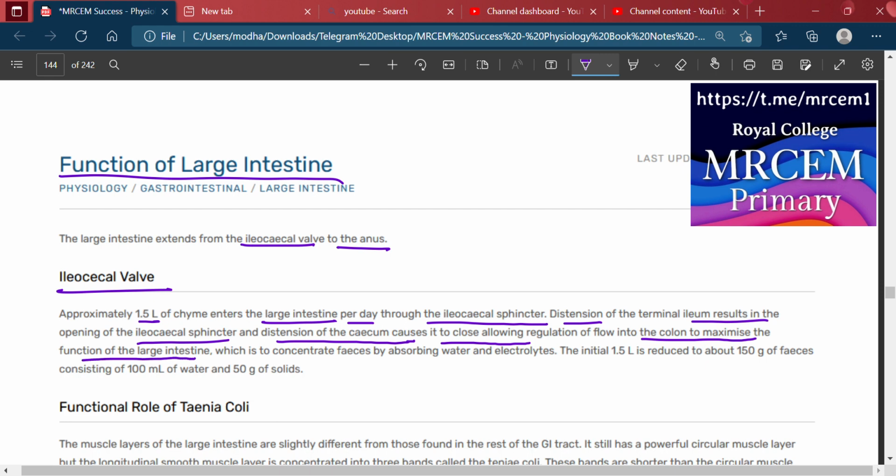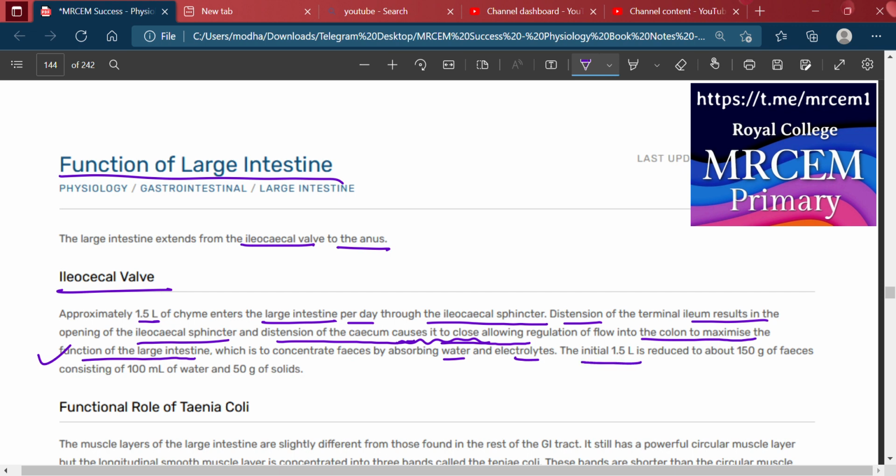When the cecum is distended, it causes the sphincter to close, allowing regulation of flow into the colon, maximizing its function, which is to concentrate feces by absorbing water and electrolytes. In the colon, the electrolytes and water will be absorbed, making the concentrated feces.